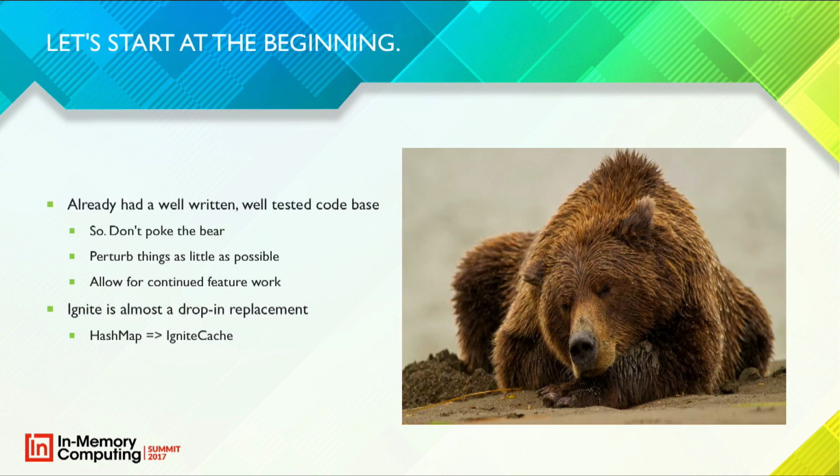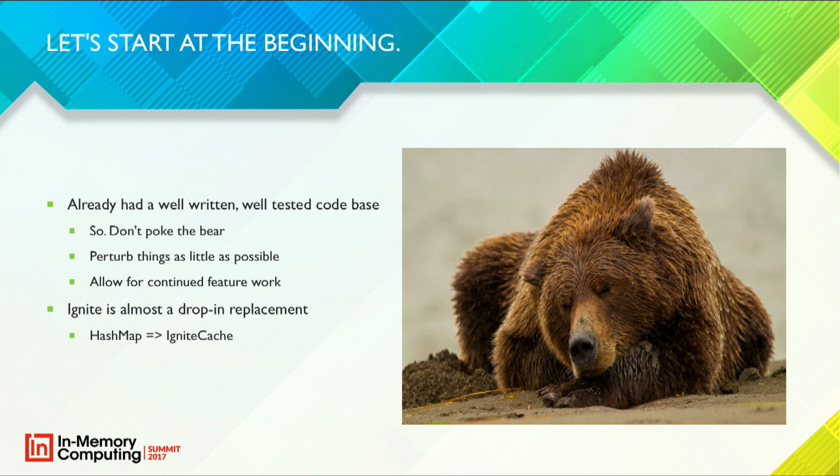And so how did we go about doing it? Well, I'm going to do this as a from-the-trenches thing, so let's start at the beginning of how we accomplished this. First of all, we already have a very well-written, well-tested code base, and we don't want to poke the bear. We want to perturb things as little as we possibly can, and on top of that, we had to allow for concurrent work to happen, because feature work continues constantly on this code base. There's a team of guys working on it, and they can't be disturbed, really.